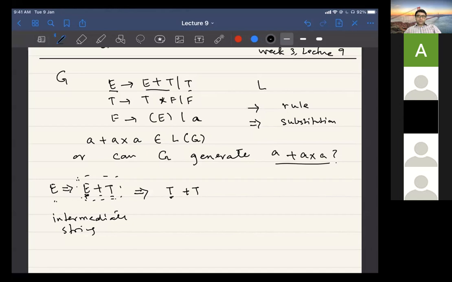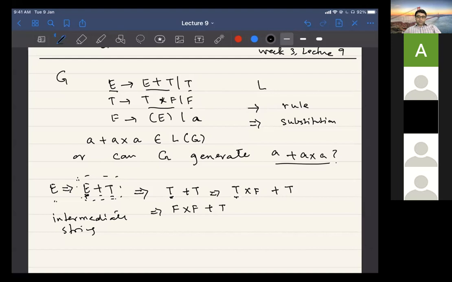So let us substitute something for this T. Now we know that since it is T, we can only substitute either this thing or this thing, right? So let us substitute the first rule for T, which is T times F, plus T. Now we have an intermediate string which contains three variables. So we would substitute something for this one first, right? So let's substitute something for this, and we say it is F. F times F plus T.